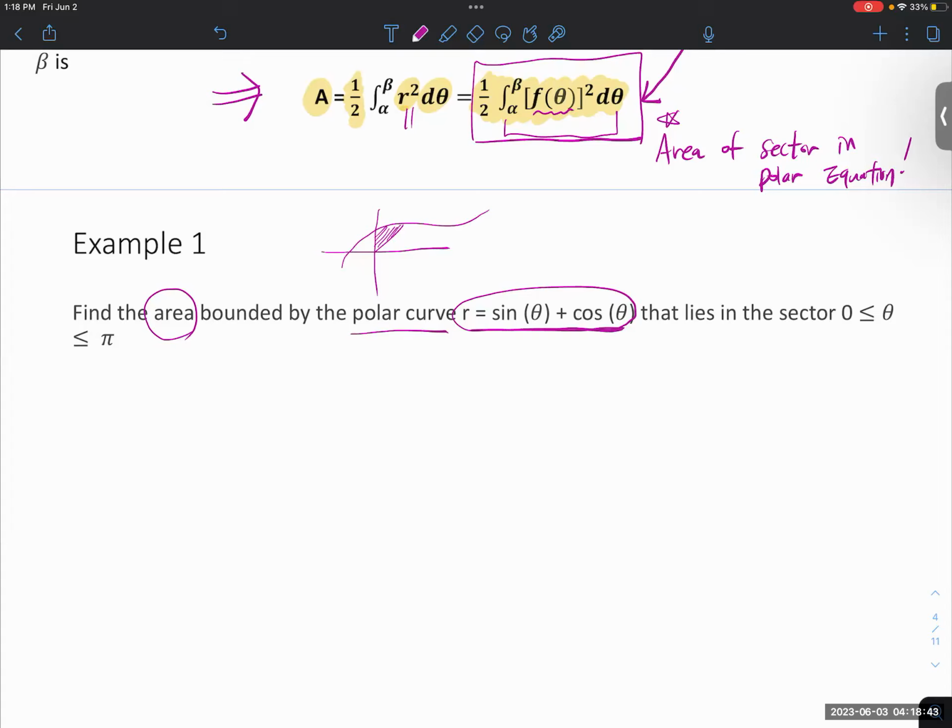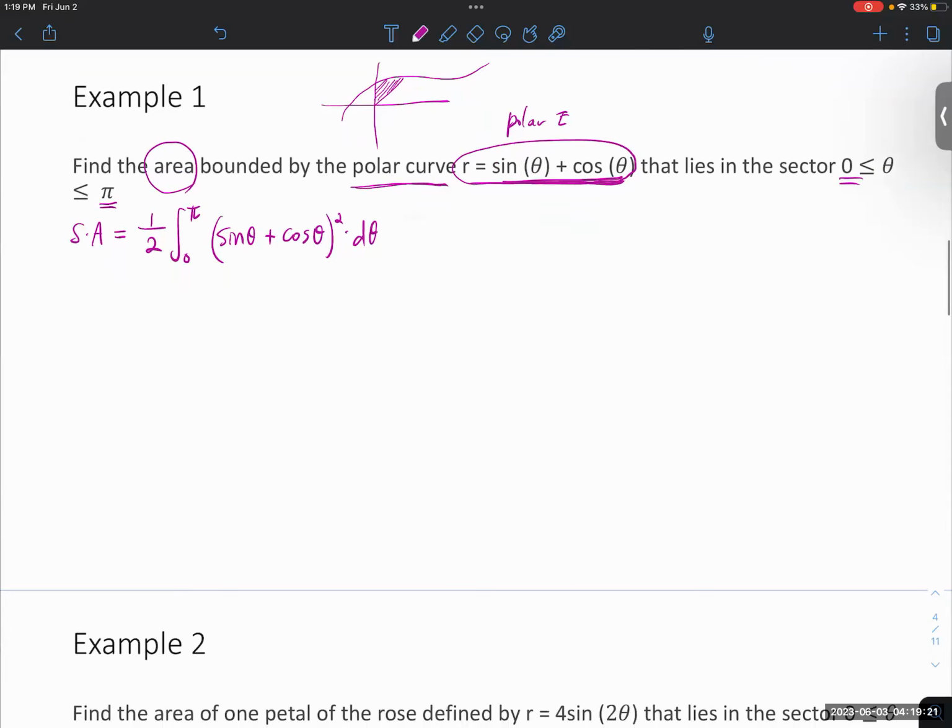So our function, this polar equation, is given, right? And then we are looking for the area. So I'm going to write it. The sector area we are looking for is 1/2, according to the formula. And they say from 0 to pi, that's the sector you're looking for. The formula says this is r, so sine theta plus cosine theta. You square it and take the integral with respect to theta. That's how you set up the equation, and we're going to solve the rest of it.